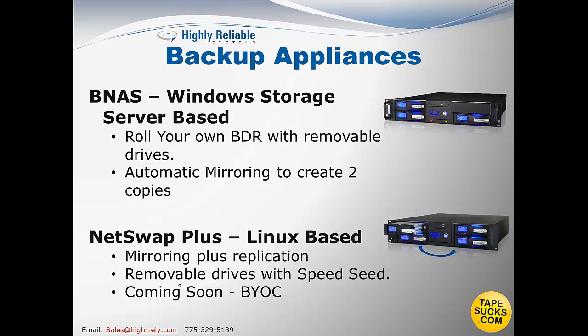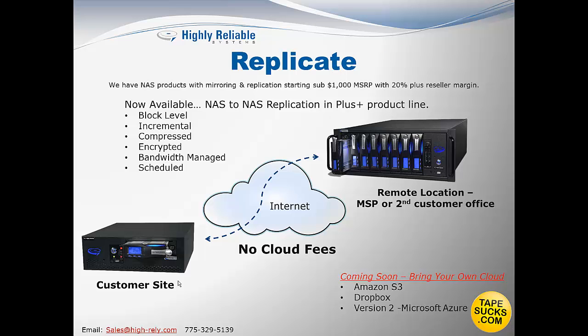We also have a feature called Speed Seed that I'll talk a bit about on the next slide, and Bring Your Own Cloud, which is also depicted on the next slide. So we have the ability to replicate between our Linux NAS appliances, and that replication is block level, it's incremental, it's compressed, it's encrypted, it's bandwidth managed, so that if you want to make sure that at 10 a.m. your customer's internet is not on its knees because the backup devices are replicating to one another, you can schedule that. And not only can you do one job to your location or to a second office at the customer site, but you could actually set up multiple replication jobs between these devices.